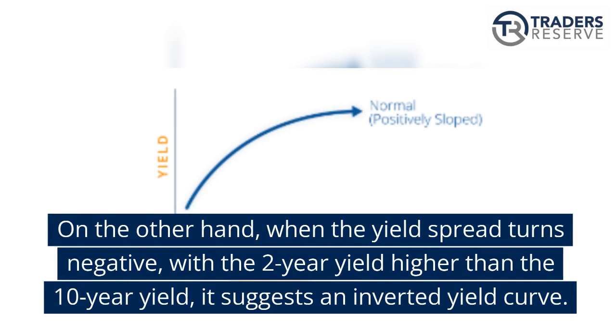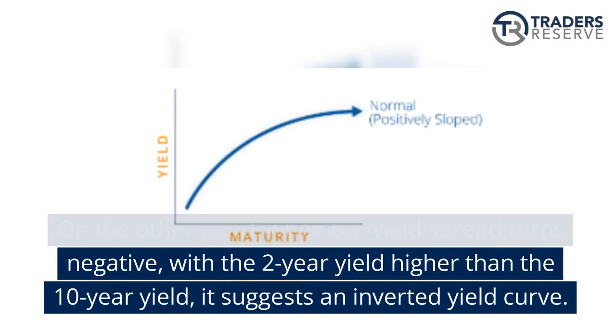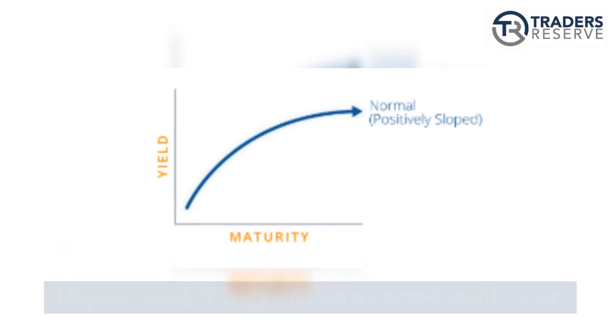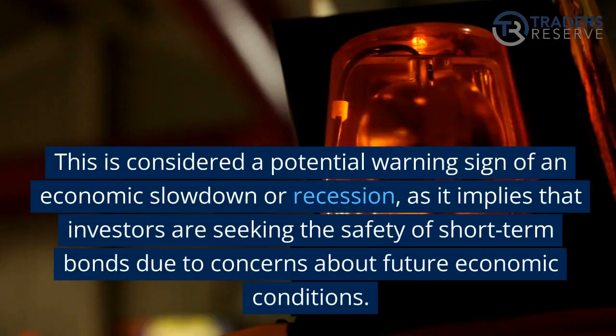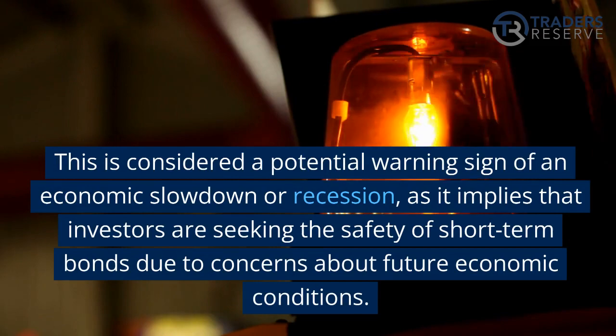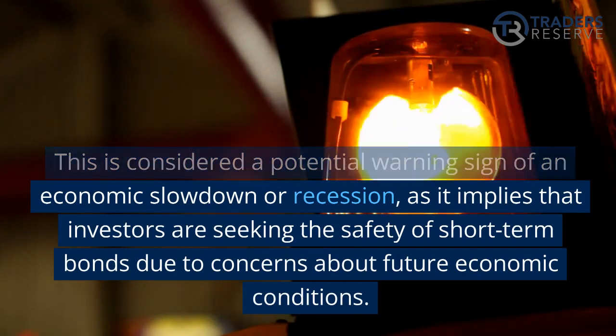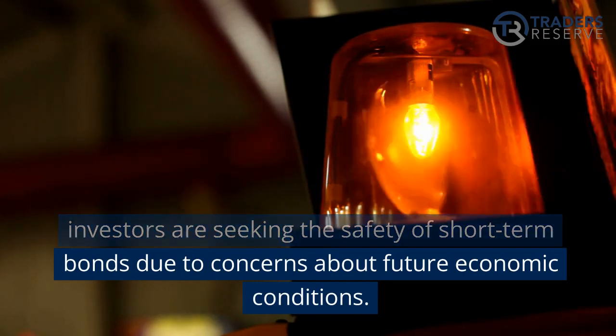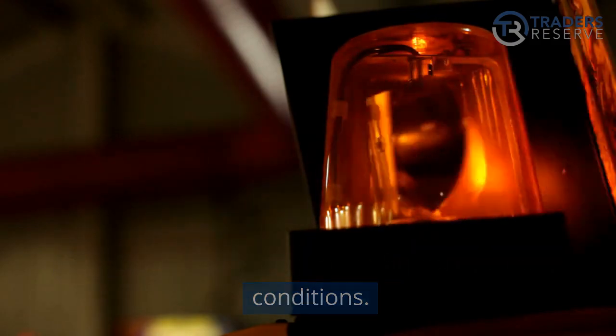On the other hand, when the yield spread turns negative, with the 2-year yield higher than the 10-year yield, it suggests an inverted yield curve. This is considered a potential warning sign of an economic slowdown or recession, as it implies that investors are seeking the safety of short-term bonds due to concerns about future economic conditions.